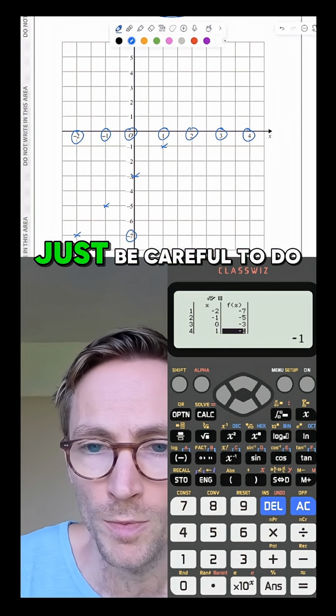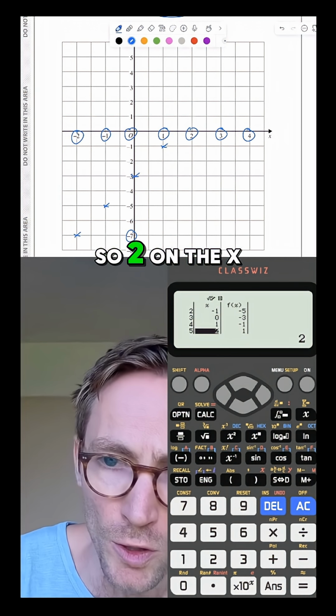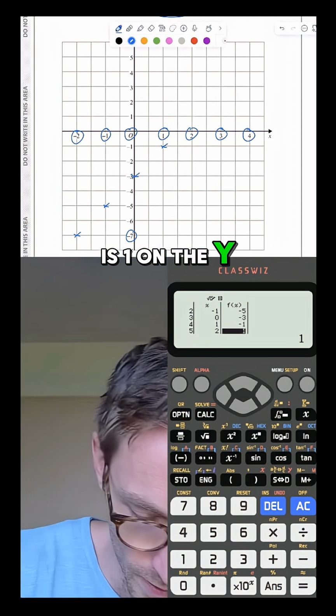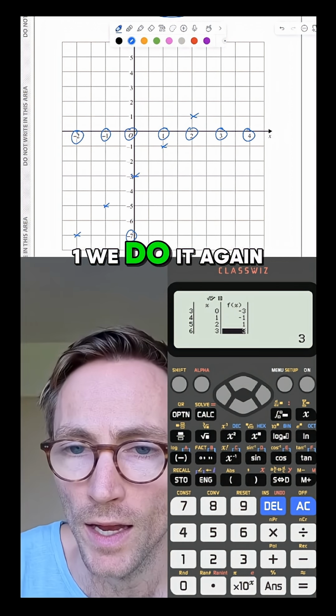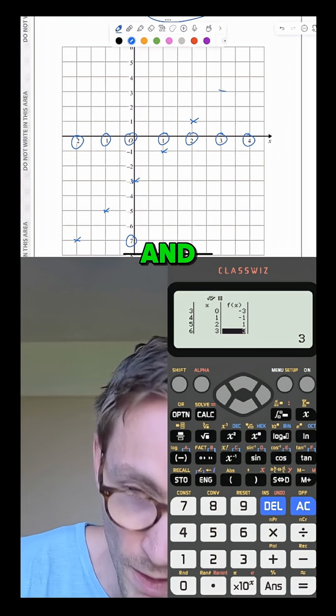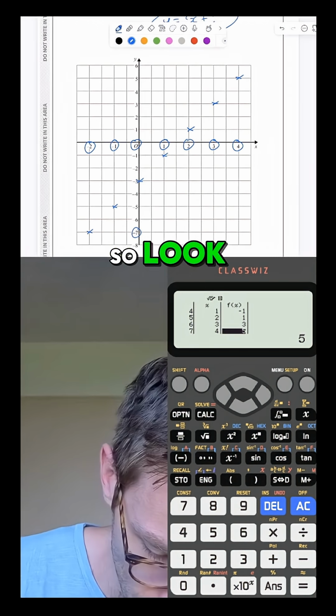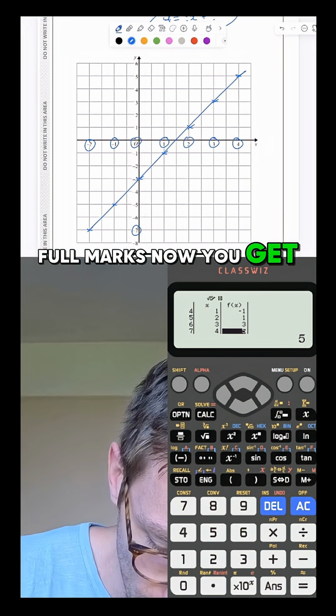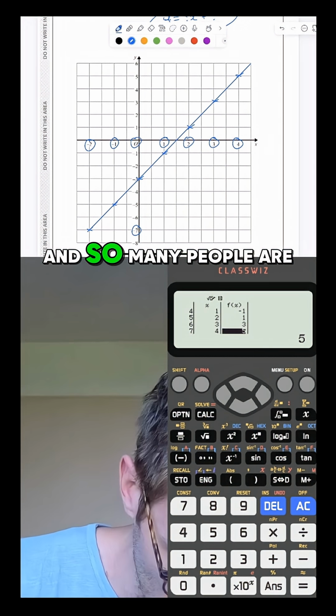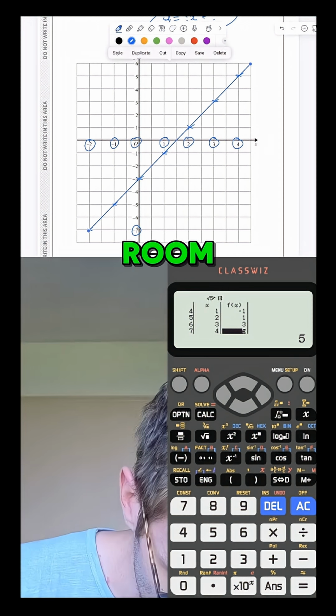1, -1. Just be careful to do the x value first. So 2 on the x is 1 on the y. So 2, 1. We do it again. 3, 3. And last one, 4, 5. 4, 5. Okay, so it's up there. So look at that, full marks. Now you get full marks on this question, and so many people are dropping marks in the exam room, but not you guys.